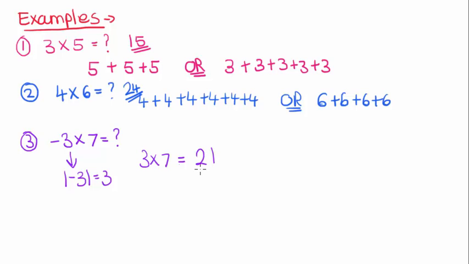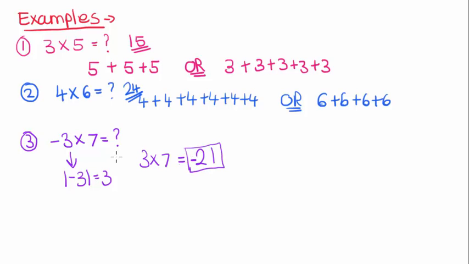Once you've figured out the answer of the positive integers that are being multiplied together, you refer back to our rules of the sign of the product. And you know that when you multiply a negative number with a positive number, the sign of the product will always be a negative. So you simply put a negative sign in front of the answer. In this case, now your answer is negative 21.